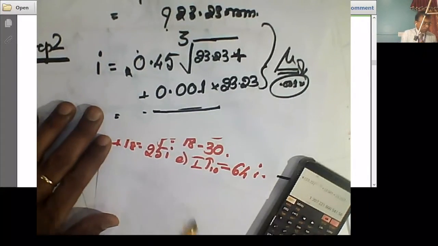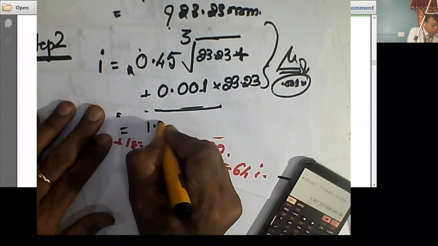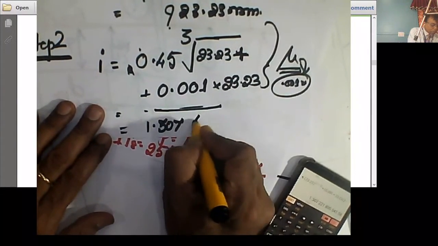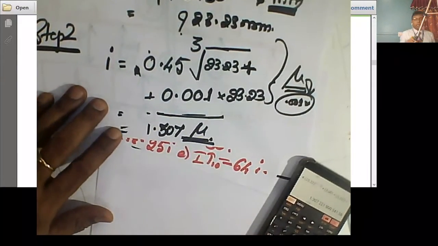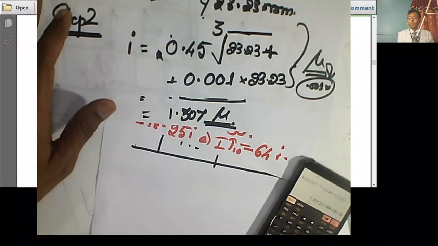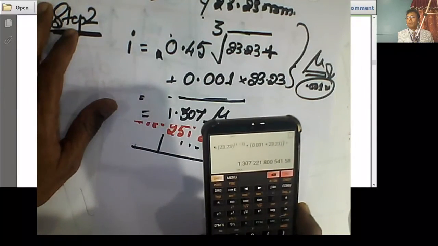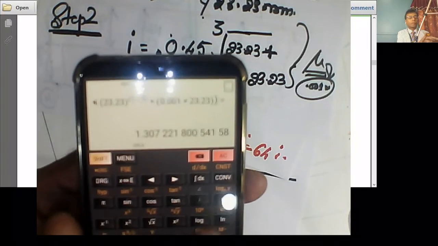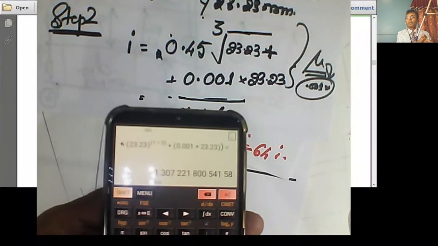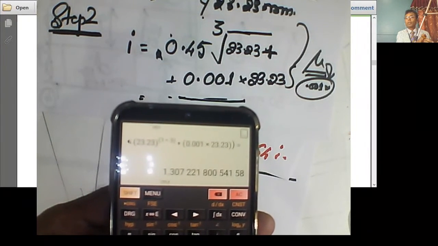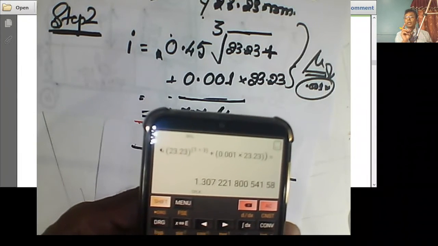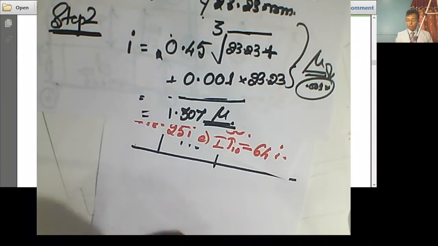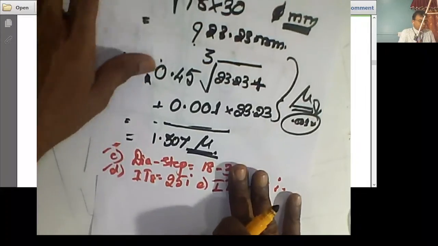1.307. Just check this answer. Is it correct? 1.307 microns. Can anyone confirm this value, please? The answer you get here is in terms of microns. Okay, let us assume it is 1.307.